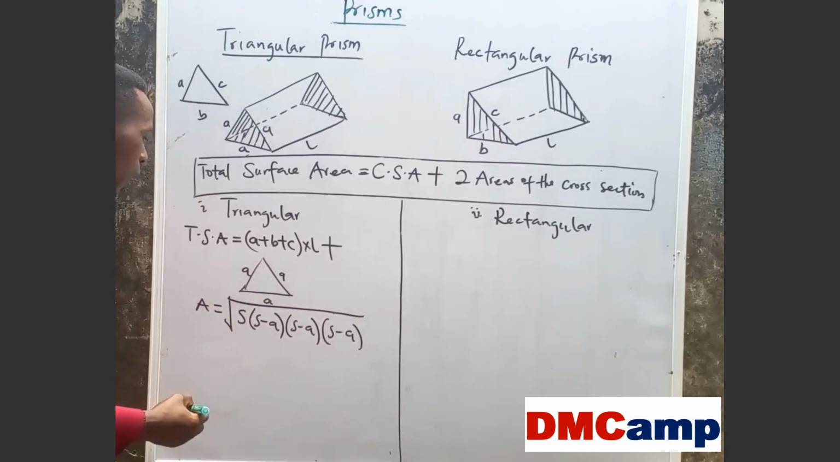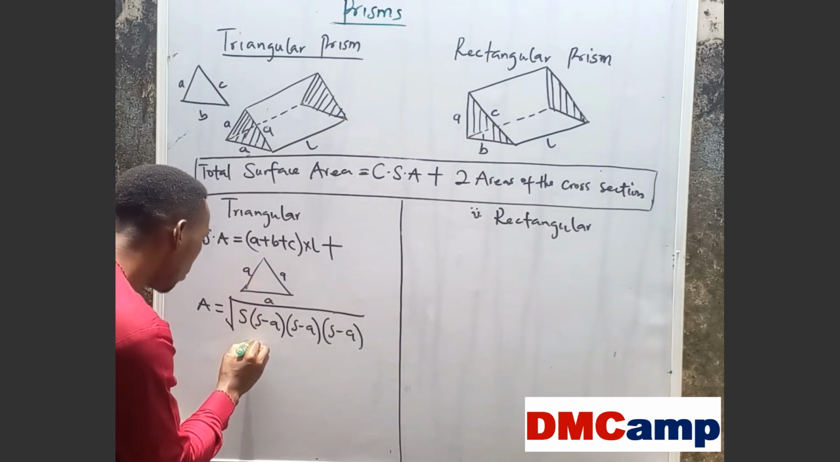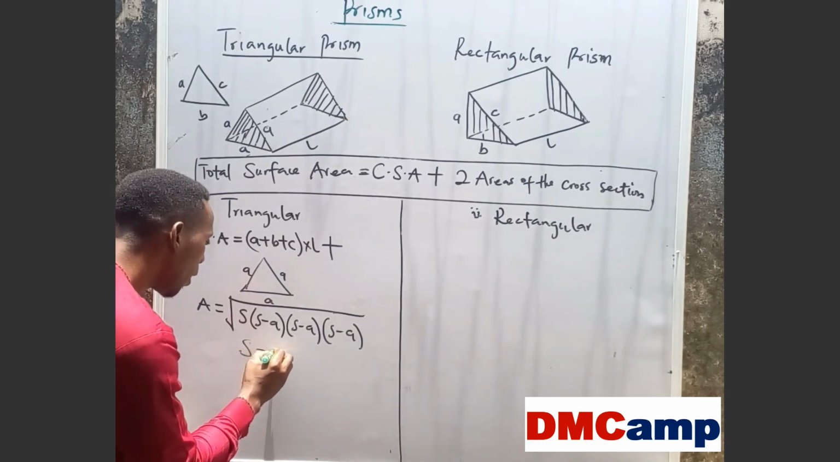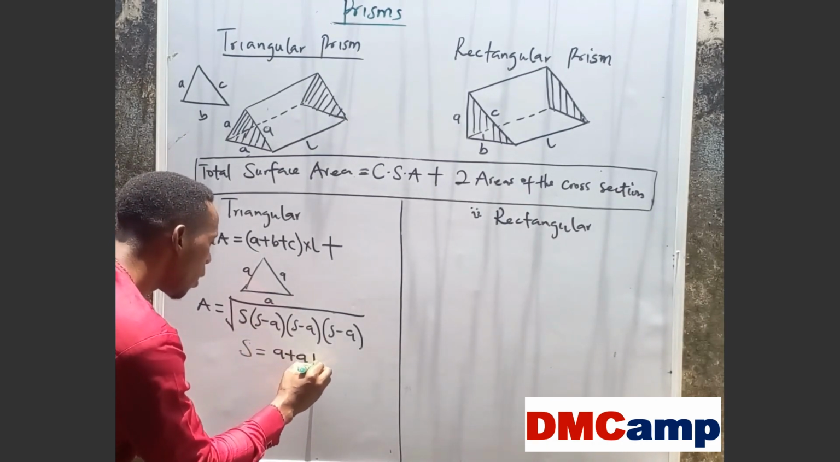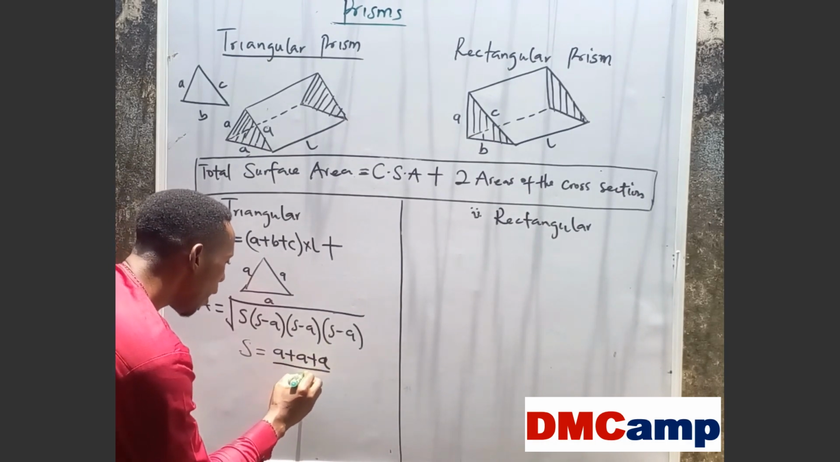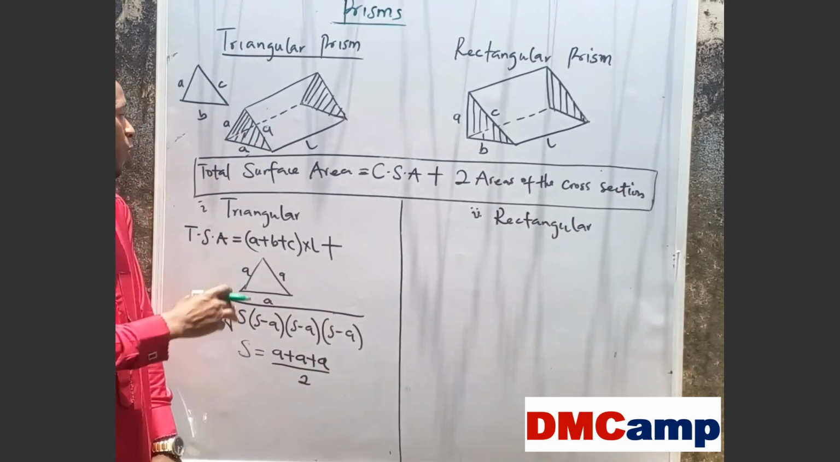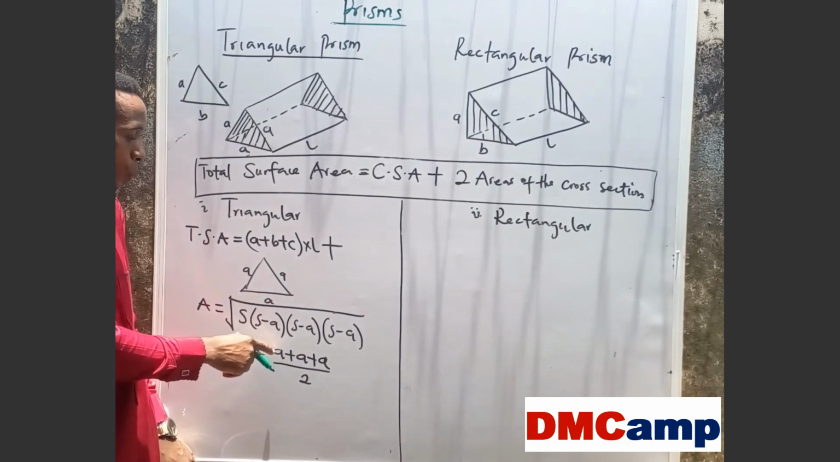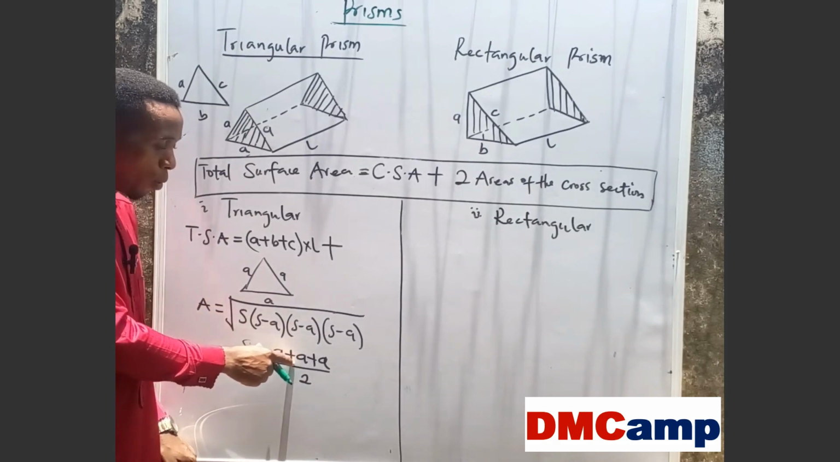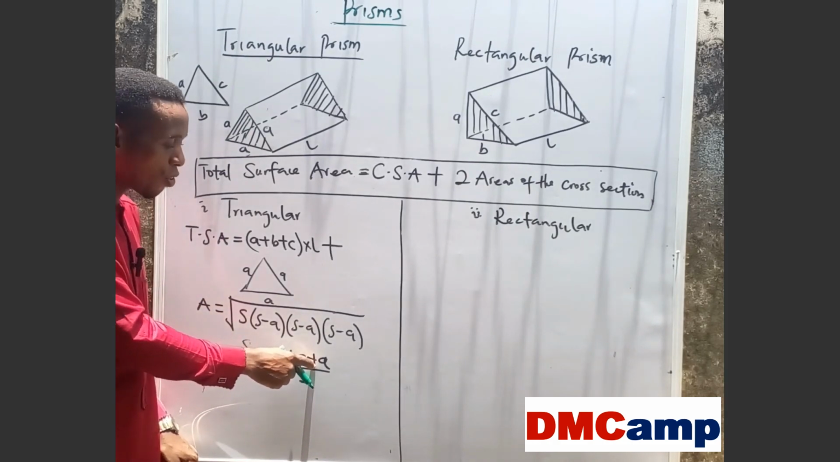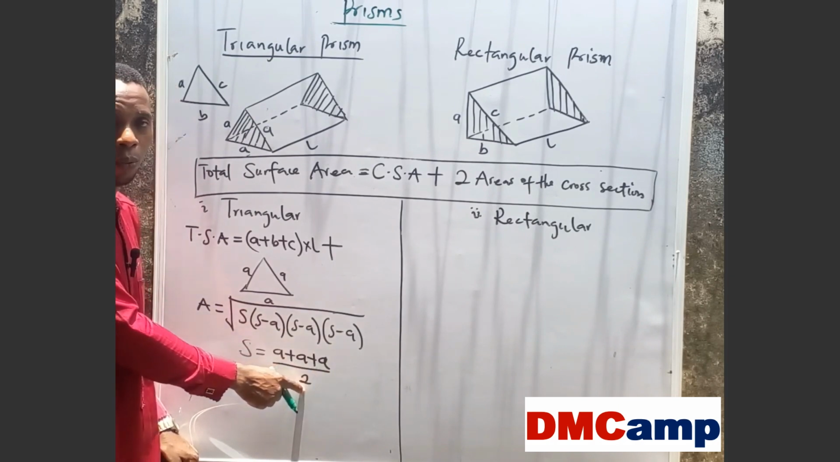So how do we get our S? S is simply A plus A plus A over 2. If it is a scalene triangle, it's going to be A plus B plus C all over 2.